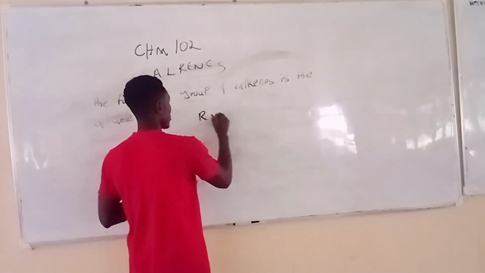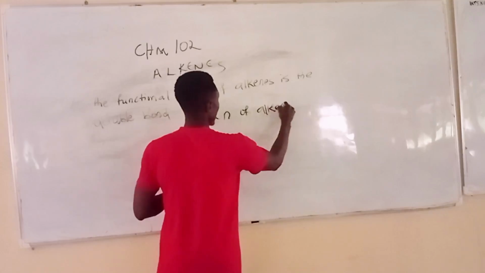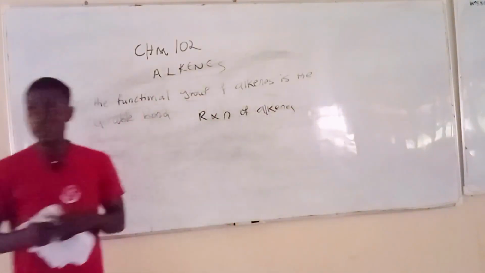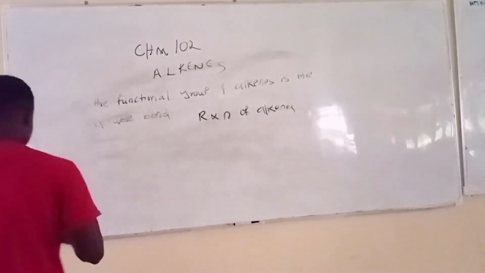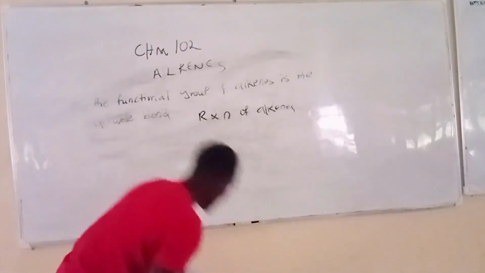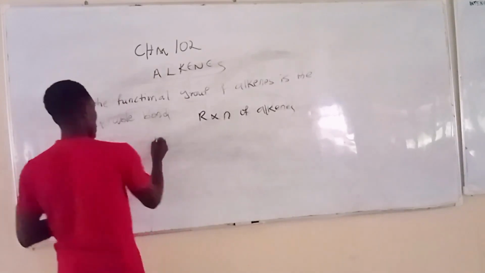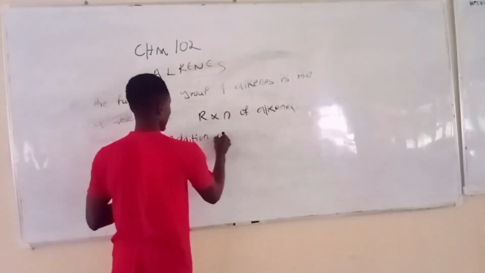I'm going to talk about the addition reaction. Then in our subsequent videos, I'll be talking about the other type before we talk about the alkynes, to make it balanced. At least two reactions of alkenes will be very nice. Remember, I said the first reaction of alkenes is the addition reaction.